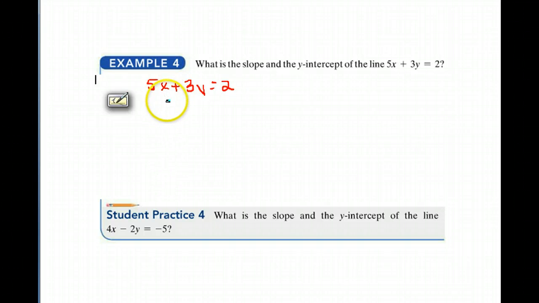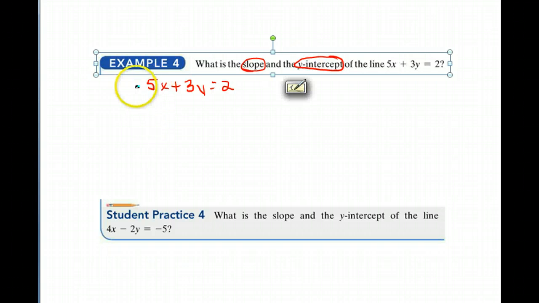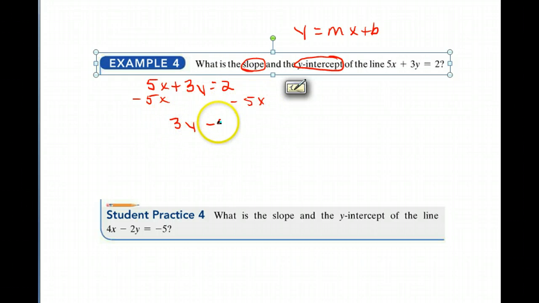Well, when you have this type of equation and it's only asking you to find the slope and the y-intercept, your first thought should be, oh, they only need to know those two things. I should work to get my equation into y equals mx plus b form, slope-intercept form. That means that our goal is going to be to solve our equation for y. So the first thing that we want to do is subtract 5x from both sides. So we have 3y equals negative 5x plus 2.